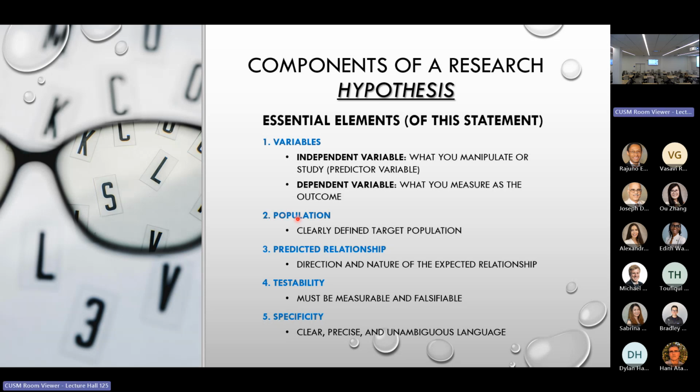There can be populations that are identified in hypotheses as well as a relationship, but you're predicting the relationship. You're giving directionality here. Direction and nature of an expected relationship. Does something increase? Does it decrease? Does it get better or does it get worse? You're making that claim. You'll decide if it's testable and if there's enough specificity. Is it clear, precise? Is it unambiguous? Is it too vague? So I give you this slide to help you decipher some of the characteristics of what is involved in writing a research hypothesis.